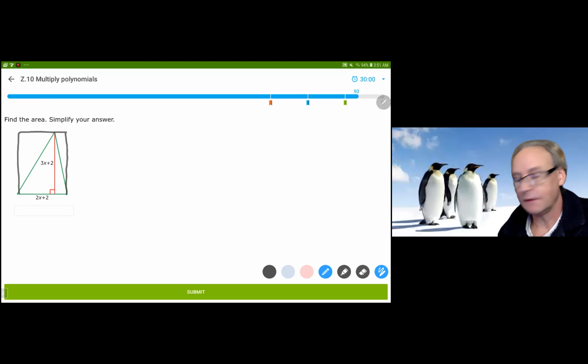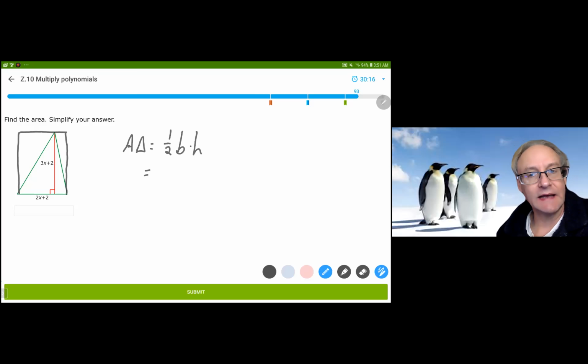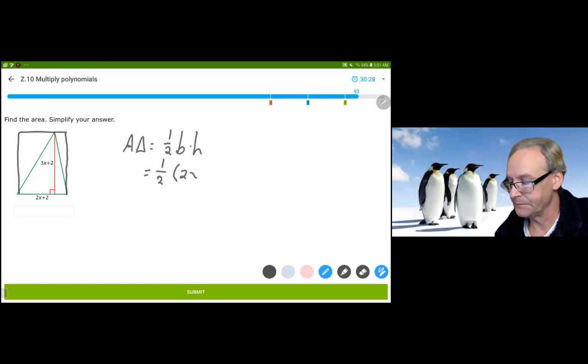Well, the triangle is half of the rectangle. And so the area of a triangle is 1/2 base times height. Knowing why things work is really important. Some people like to have the 0.5 instead of the 1/2. It doesn't matter, it's interchangeable. I like fractions better than decimals and you'll see why if you take a look at that section. 2x plus 2, and we're multiplying by the height, which is 3x plus 2.